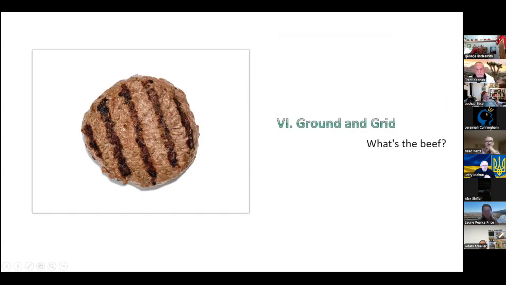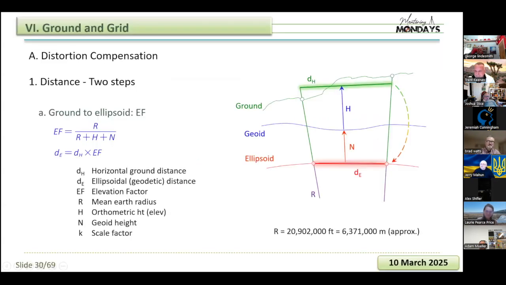Anyway, all right, so let's talk about ground and grid. You get my little graphic here, ground beef with the grill marks on it for the grid. Okay. You know the joke is bad when you have to explain it.